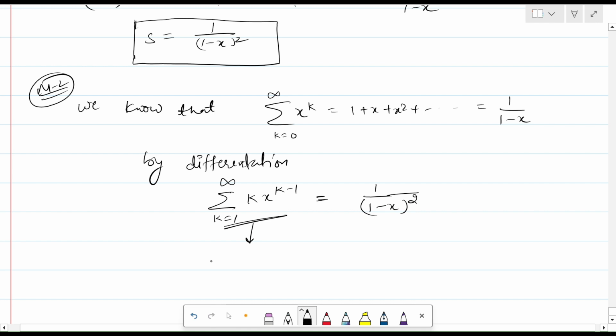And this is the same as the required series in the question. So this is method number 2. By the differentiation of this series, we will get the sum of this series. Okay. Thank you.